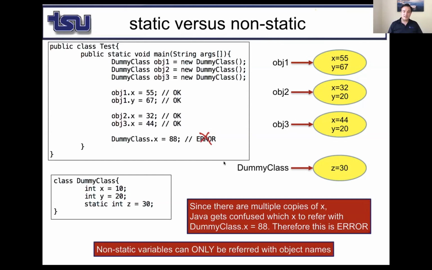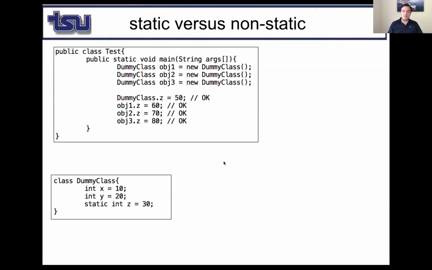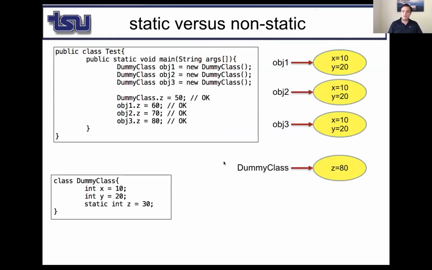So yes, the non-static members right here can only be referred to with object names. How about this one? Well, this is very similar to the previous one. So I have obj1, x is 10, y is 20; obj2, 10, 20; 10, 20. Now I say DummyClass.z = 50. Well, z is static, which means I have a single copy, and this will be perfectly okay. So this is going to change z to 50.